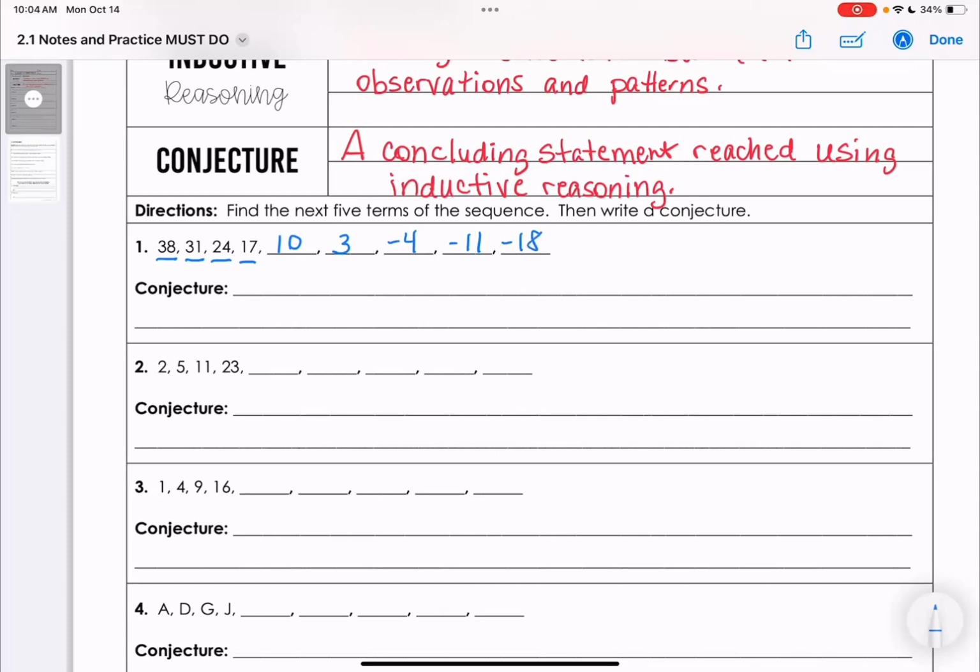Now, what did we do here? Between 38 and 31, 31 and 24, 24 and 17, and so on, we just subtracted 7 from the previous term. So what we're going to write for all of these is to generate the next term. Then we're going to say, here we're subtracting 7, so subtract 7 from the previous term.